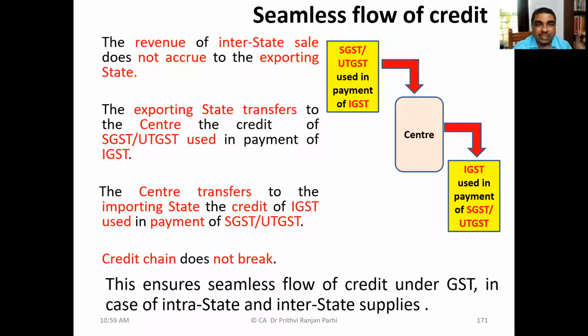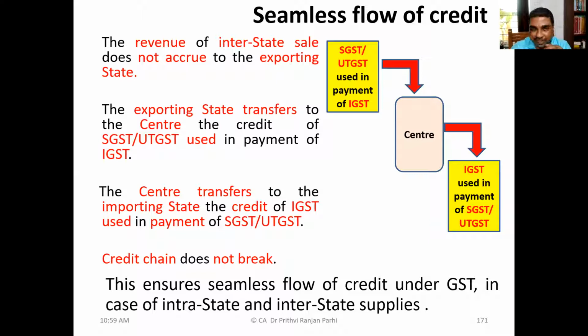The exporting state transfers to the center the credit of SGST, UTGST used for payment of IGST. So you see, whatever IGST is collected by the center should ultimately go to the state where it is consumed. But in this case, the IGST collection is less. Why is it less? Because SGST is used for discharging the IGST liability. IGST should go to the consuming state, but in this situation, what will happen? The exporting state transfers to the center the credit of SGST or UTGST used for payment of IGST. Did you understand this?